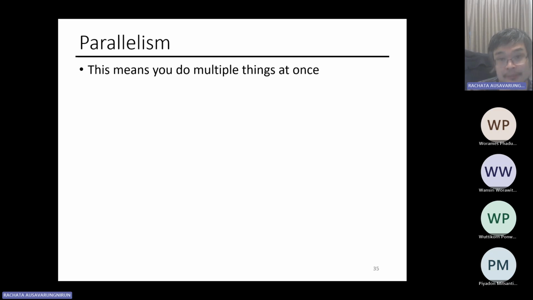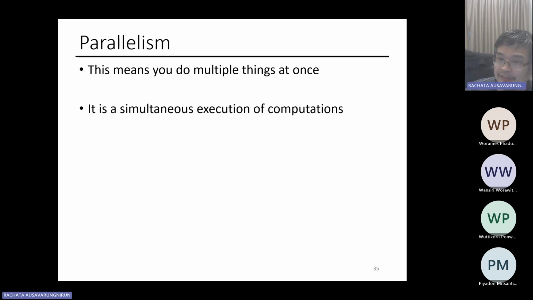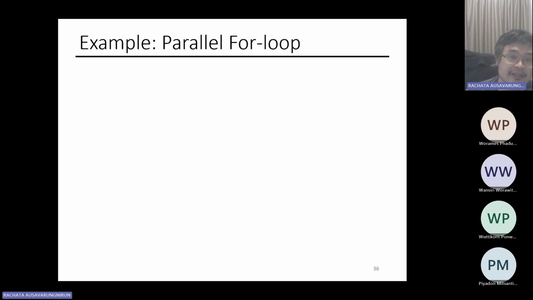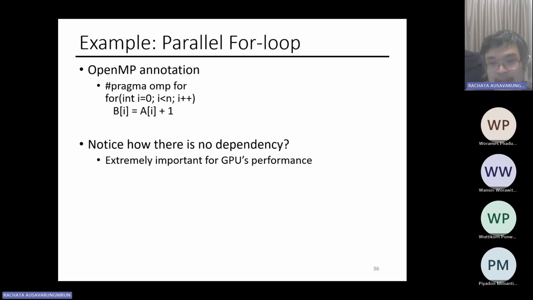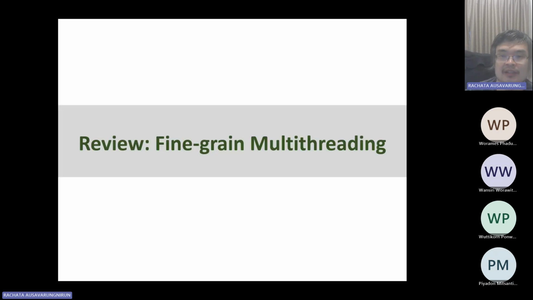There's also the unit of parallelism, which means you can do multiple things at once. This is a simultaneous execution of computation. Right? It doesn't have to be a related job. It can be just two programs running at the same time. It can also be related, things like a parallel for loop. So if you look at OpenMP annotation, you can write a for loop this way, and you will notice that B[i] = A[i] + 1 has nothing to do with other iterations. Basically, the current iteration has nothing to do with the previous iteration. I can run all of these iterations in parallel, right? There's no dependency. This is an extremely important thing about GPU performance. You need this property, right?